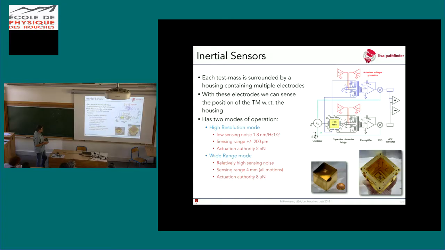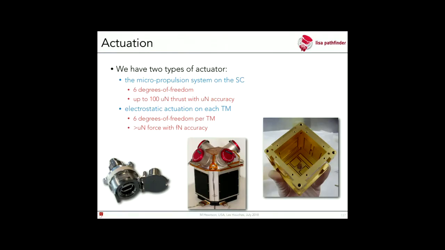The inertial sensors are effectively bridge capacitors. We have a set of electrodes surrounding the test mass on all sides, and we read out effectively a capacitive bridge here to tell us where the test mass is in that housing. It has a rather higher sensing noise, roughly nanometer per root hertz compared to picometer per root hertz for the interferometer. So you can't use it for the main measurements, but you can use it for the other measurements.